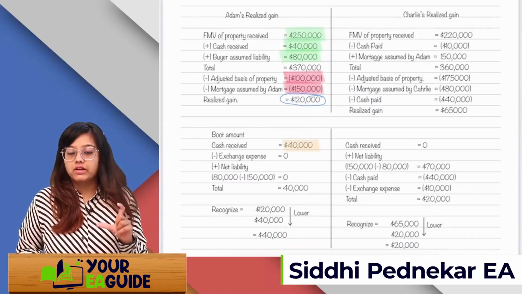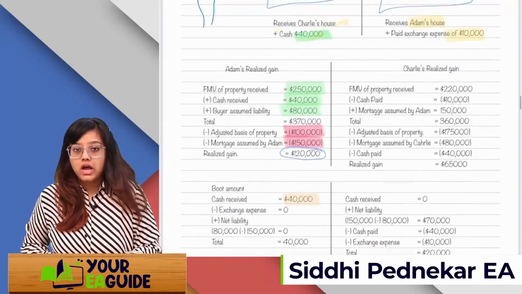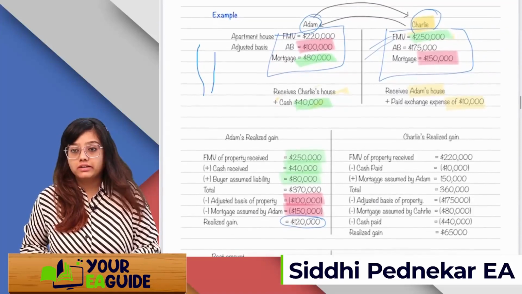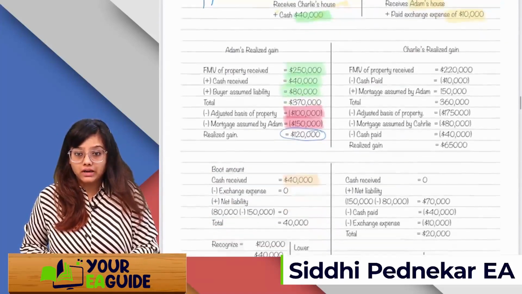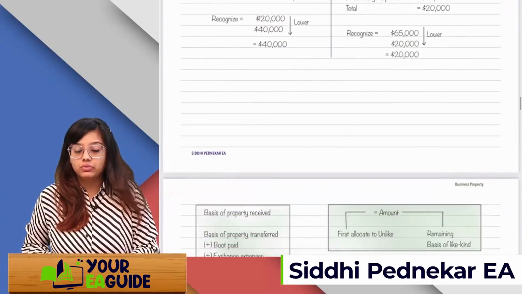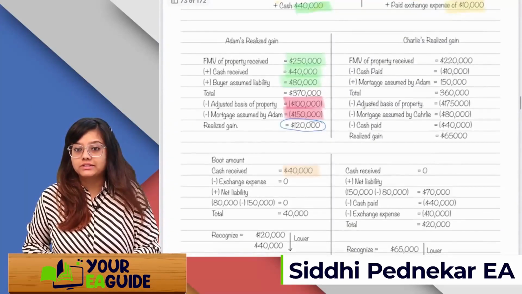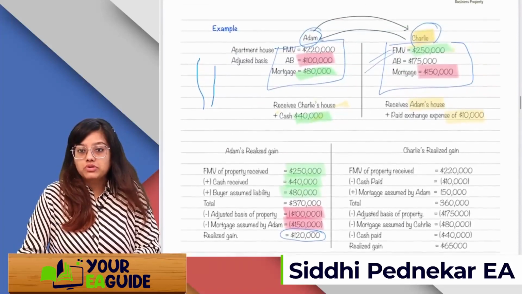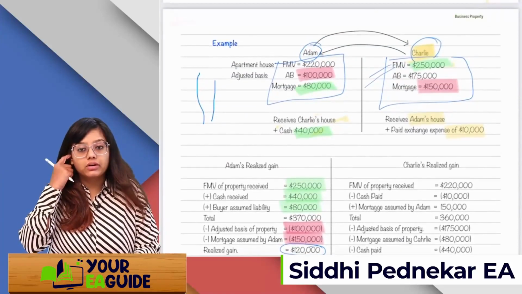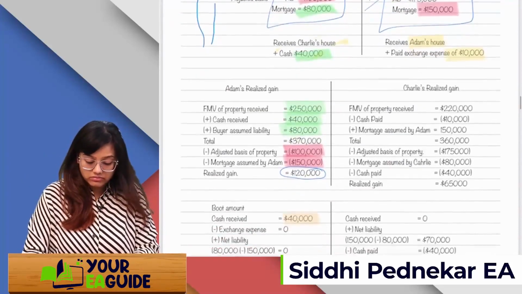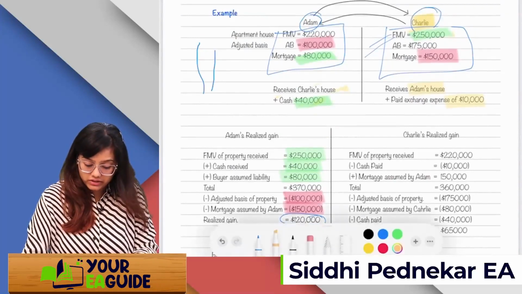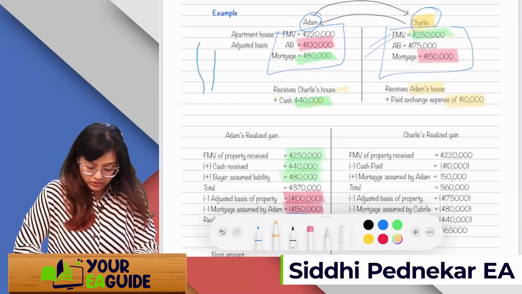That comes to a figure that is 40,000. Now, how much is Adam going to recognize as the cost of the new property? That you are going to calculate, guys. How much amount is Adam going to consider as the value of the property? Let's calculate it. For Charlie, you are going to calculate.